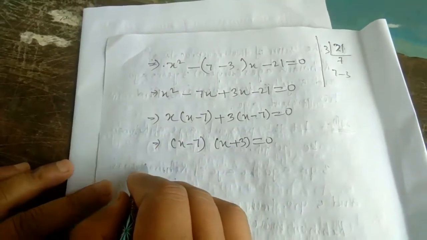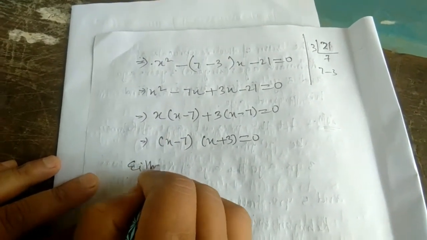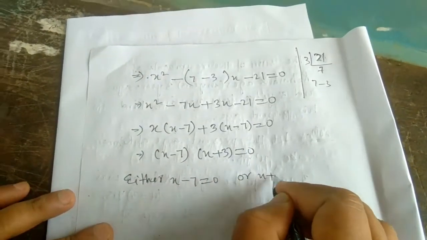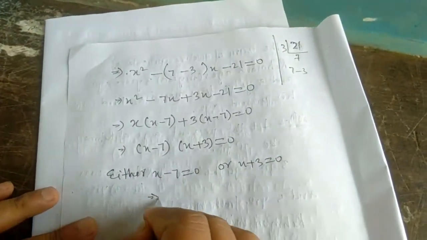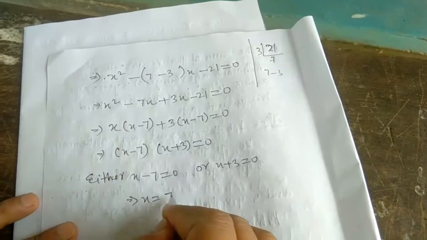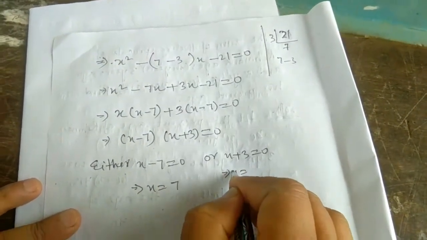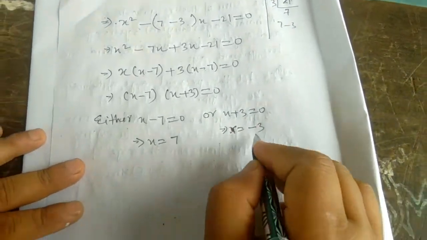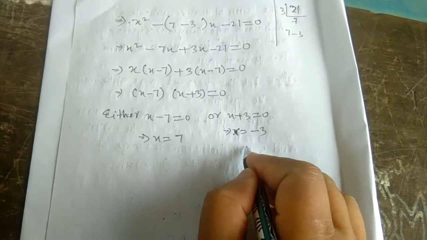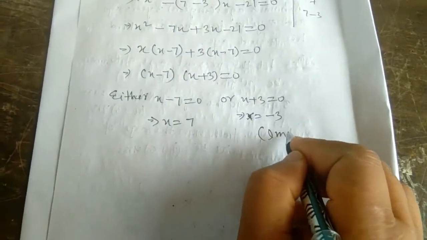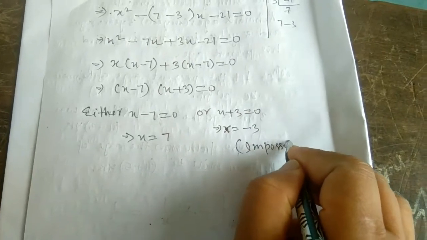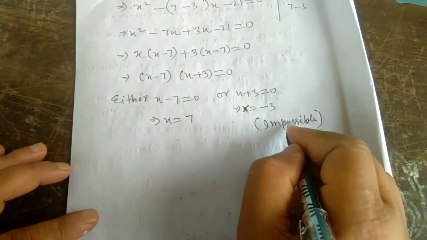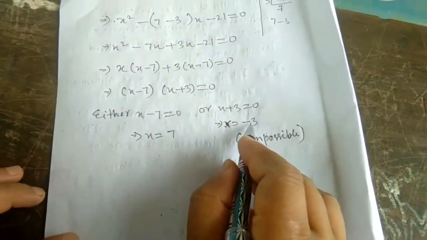After this you write either x minus 7 equal to 0 or x plus 3 equal to 0. This implies x equals 7, and x equals minus 3 when you transfer the 3. Age cannot be negative, the age of a person cannot be negative, so you do not take the negative number. You write impossible. You have to take only the positive value, so negative 3 is not possible.